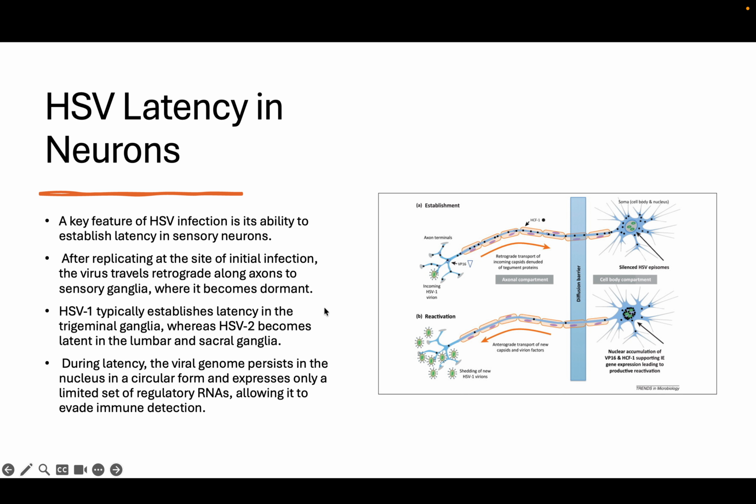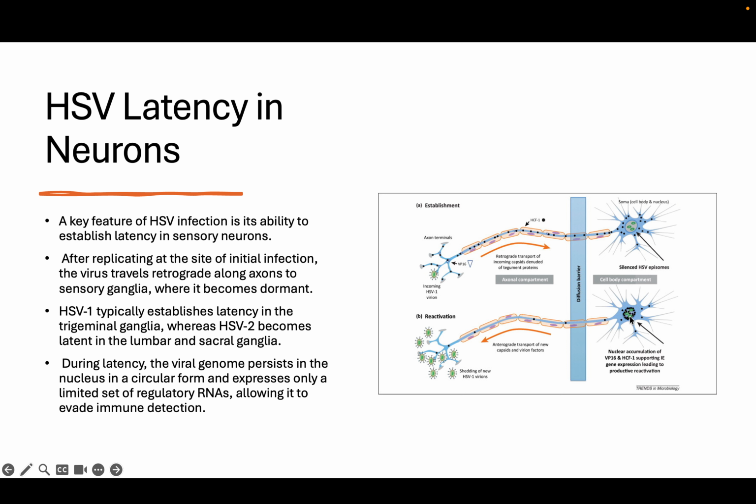Basically, that's where it's going to stay. HSV1 usually likes to go into trigeminal ganglia, while HSV2 likes more lumbar and sacral ganglia. So again, these small differences in the G proteins give them different tropisms, so different places where they like to infect or create latency. Once they're there, they insert their genome and they're latent. They do not do anything.